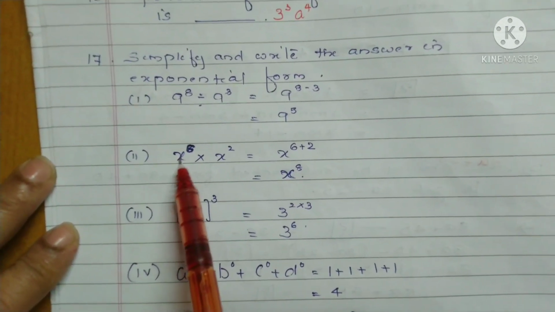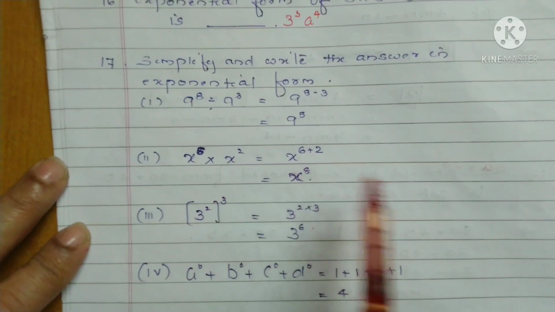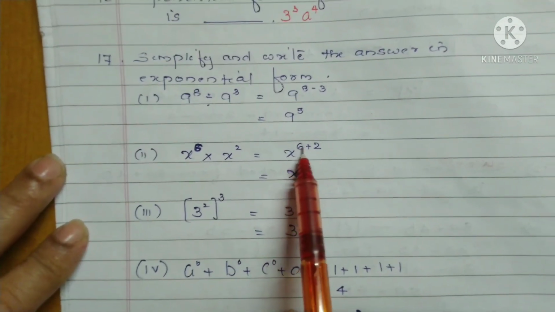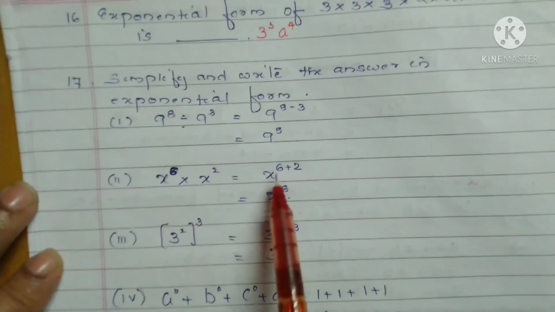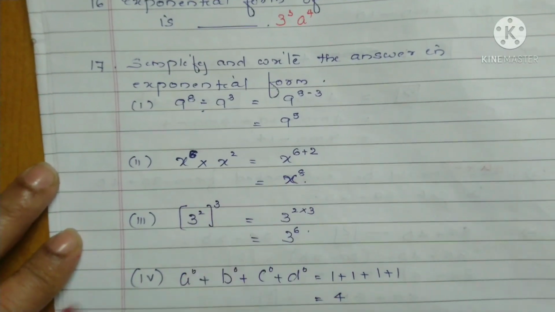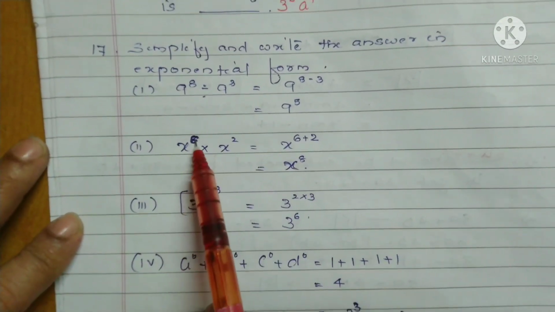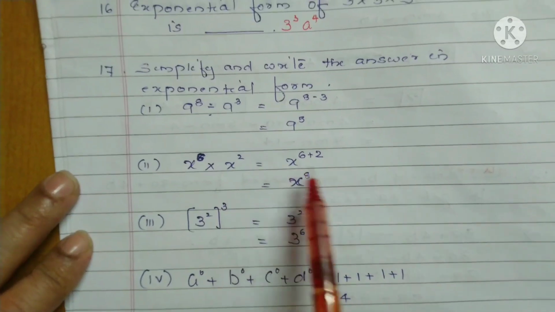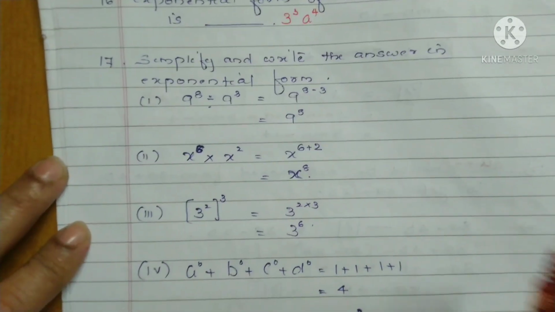Here x raised to 6 into x square, that is x raised to 6 plus 2, 6 plus 2 is 8. So here we use the first law, a raised to m into a raised to n is equal to a raised to m plus n.